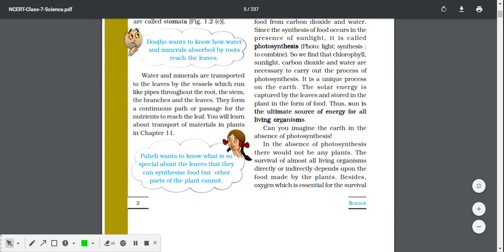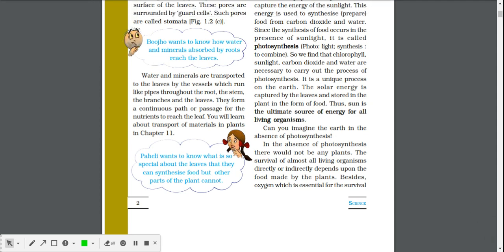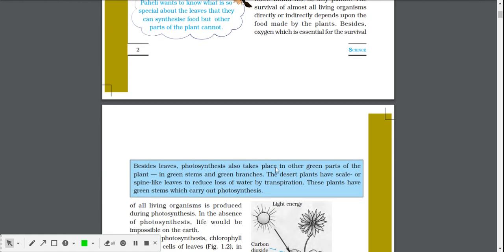So the sun is basically the ultimate source of energy for all living organisms, because all living organisms are dependent upon plants, and plants obtain energy from the sun. So in the absence of photosynthesis, there will be no plants, no survival, no living organisms can survive because they cannot get energy for their survival.